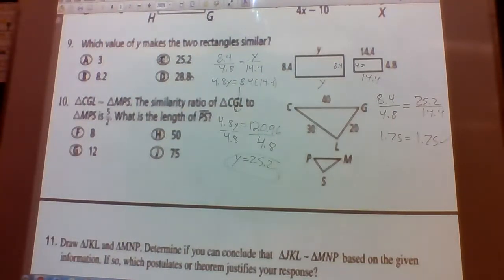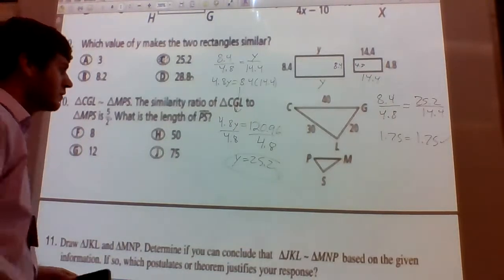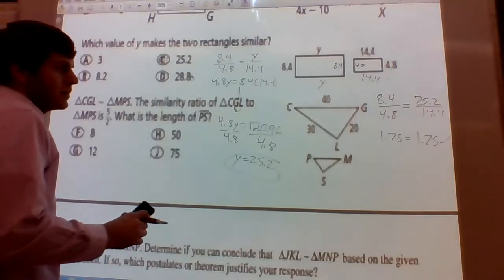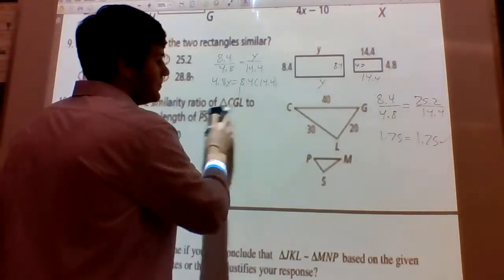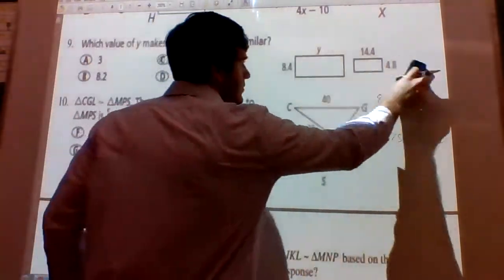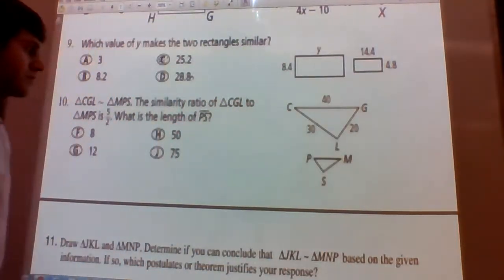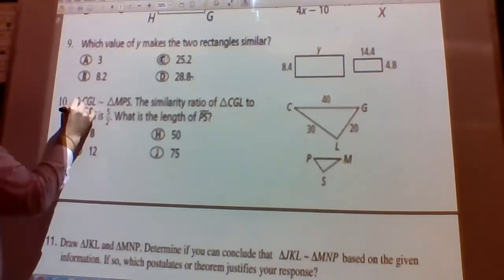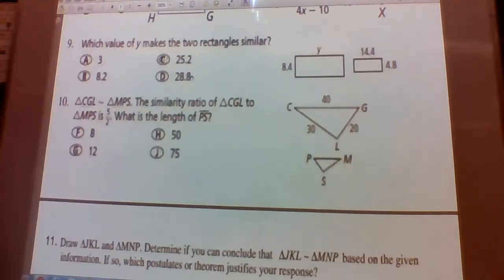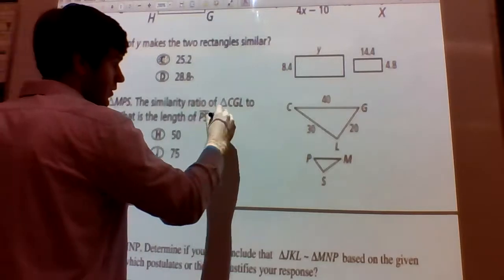Okay, number 10. The similarity ratio of triangle CGL to triangle MPS is 5.2. What is the length of PS? Okay. First thing we want to figure out are corresponding sides. So we know CG corresponds with MP. So 40.